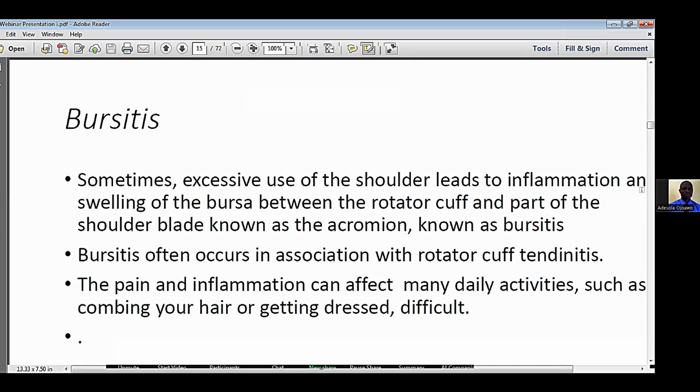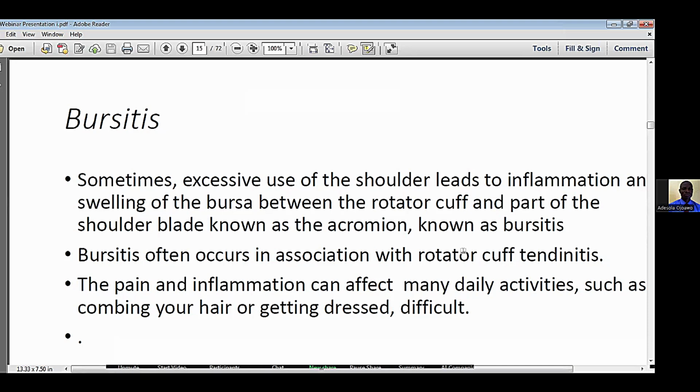Sometimes excessive use of the shoulder leads to inflammation and swelling of the bursa between the rotator cuff and part of the shoulder blade, the acromion, so to say. You call it bursitis. Bursitis often occurs in association with rotator cuff tendinitis. So if there is tendinitis, there is a tendency for bursitis to follow. They go together.